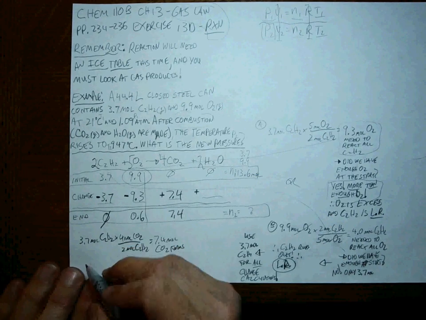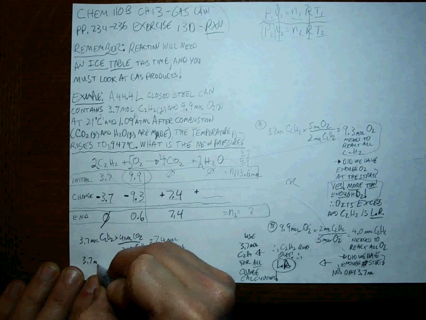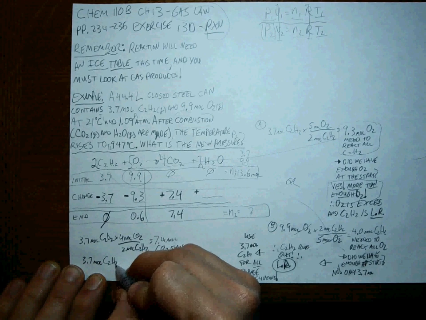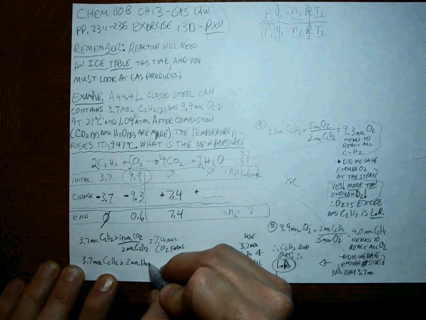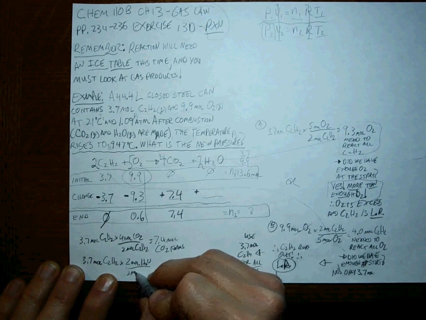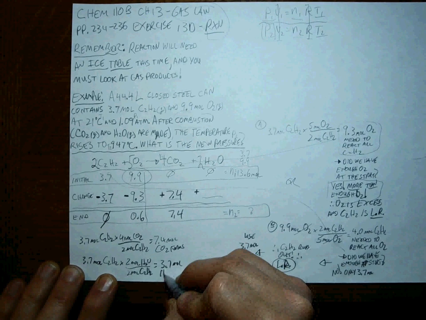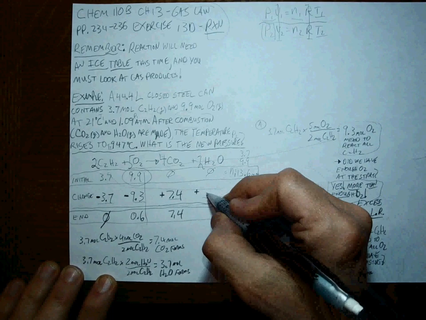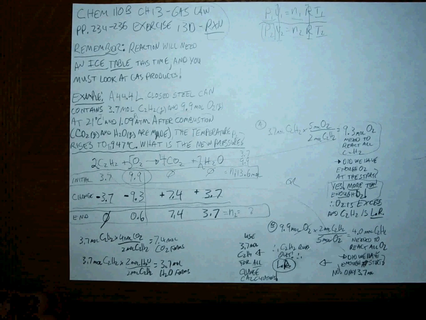And then we do one more calculation down here, and that's 3.7 moles of the acetylene, and it's a 2-to-2 ratio for the water. So it's 3.7 moles of water vapor forms. Okay, 3.7, 3.7.